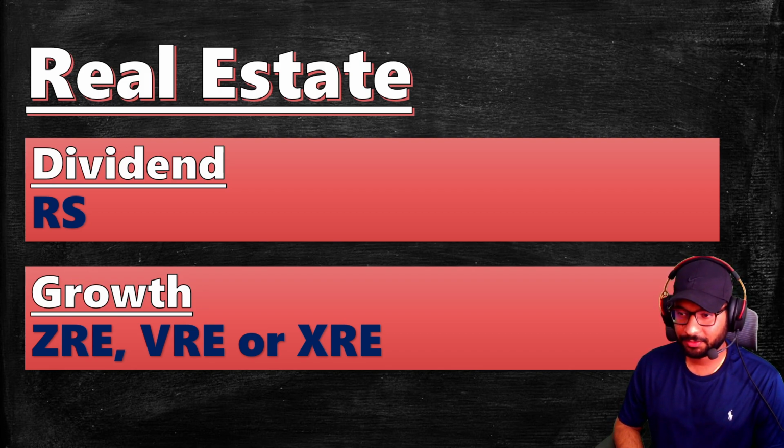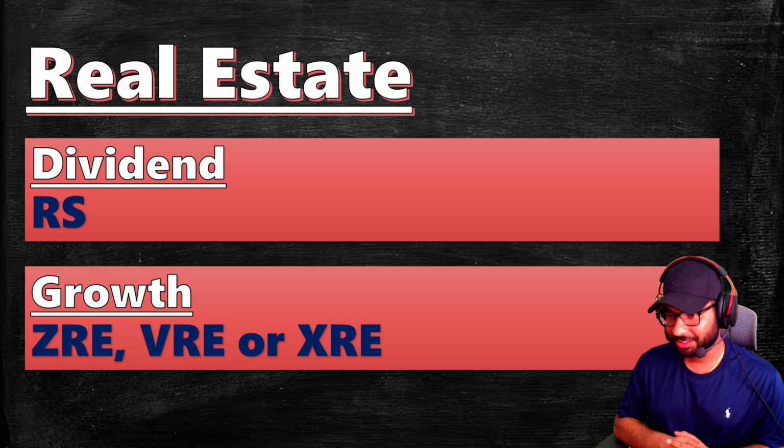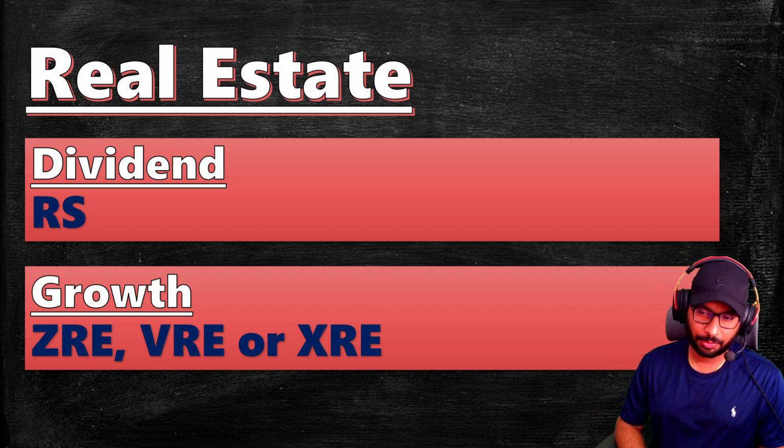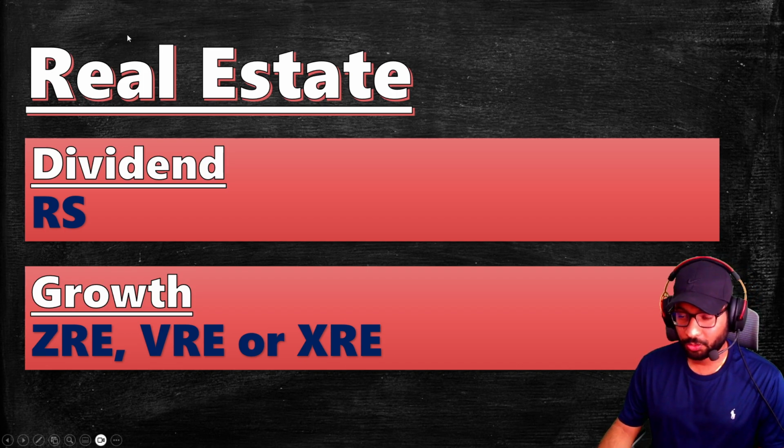So this is one of the sectors which really diversifies our portfolio, because the other indexes I showed you have very low real estate exposure. So it's very important to have some real estate ETFs as well. In this one, I have both actually. The dividend one, if you really like dividends, or you want to have more growth plus dividend. So the RS is from the dividend, and the ZRE, VRE, XRE from the growth. BMO, Vanguard, and BlackRock.